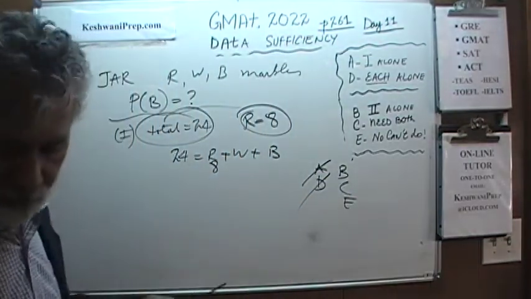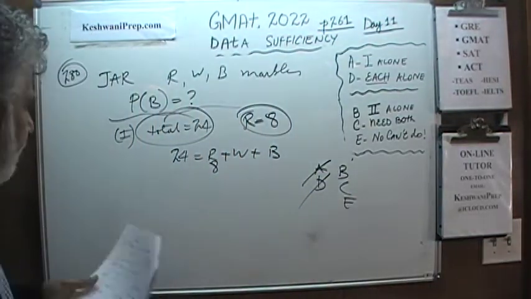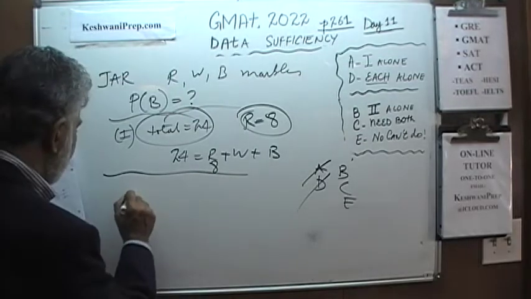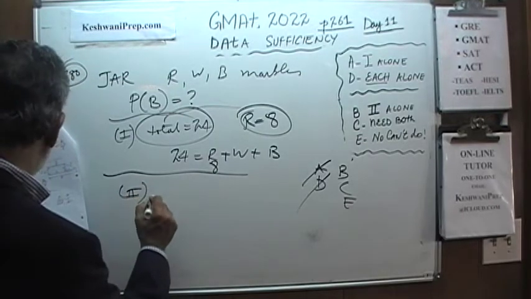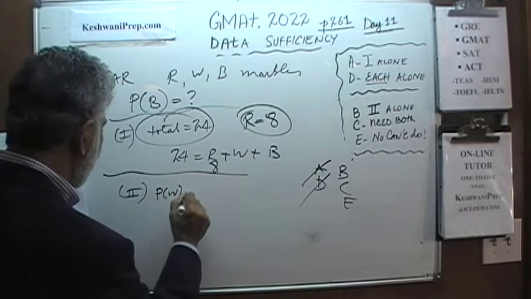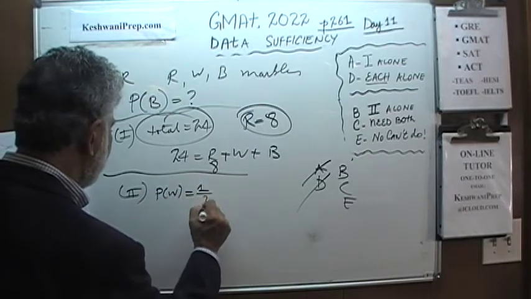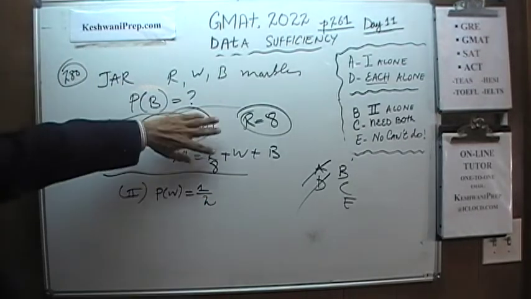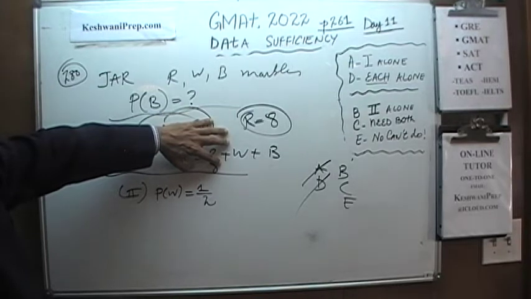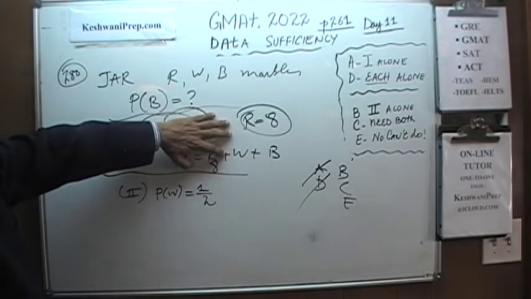Answer cannot be A or D. It will have to be either B, C, or E. The second statement tells us that the odds of picking the white marble is 1/2. Simply knowing that the odds of picking the white marble is 1/2 and not knowing anything else at all. Don't look at the first statement anymore, just the second statement by itself.